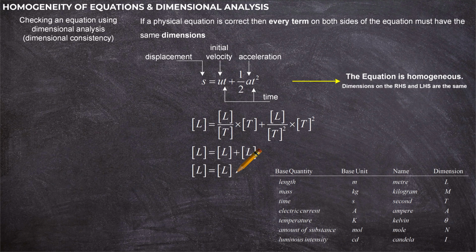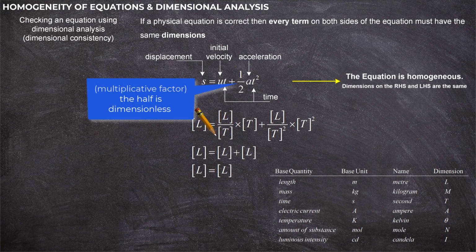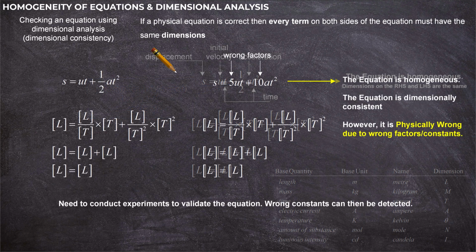There is one term on the left-hand side and two terms on the right-hand side. Every term in the equation has the same dimension, which in this case is capital L, that is the length. The equation is dimensionally consistent because every term on both sides of the equation has the same dimension. The multiplicative factor in this case, the half, is dimensionless, with no unit, and can be ignored.